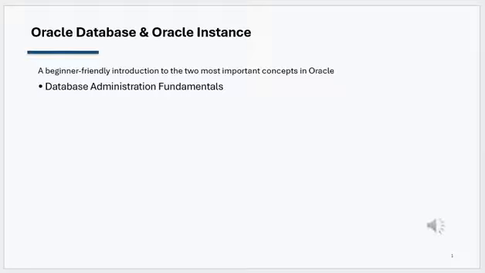Today's lecture is about Oracle database and Oracle instance. In this video, we are going to understand the two most fundamental concepts of Oracle databases, which are Oracle database and Oracle instance. These two terms are often used interchangeably, especially by beginners. But technically they are completely different things.